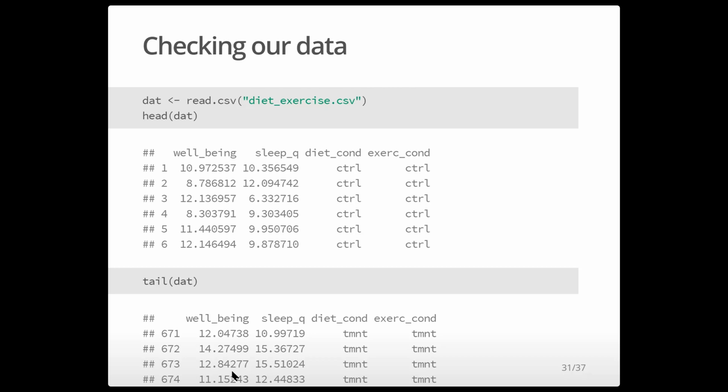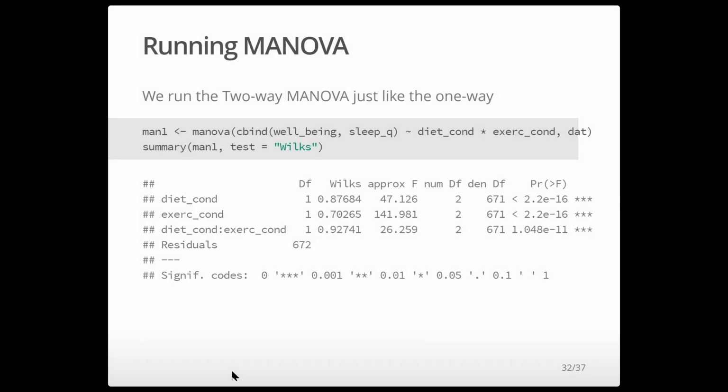So we're going to take a look at our data here and get a sense of what it looks like. And then we're going to run our two-way MANOVA. This is just like we would run our regular MANOVA, except now we have the interaction between two different grouping variables instead of one. And so we get our output here.